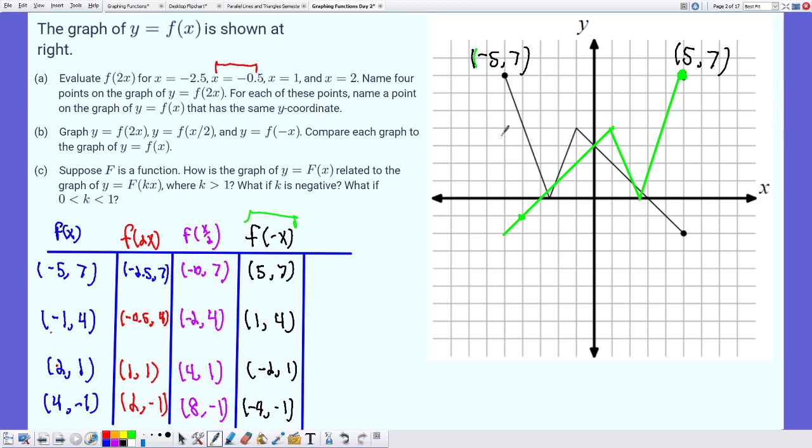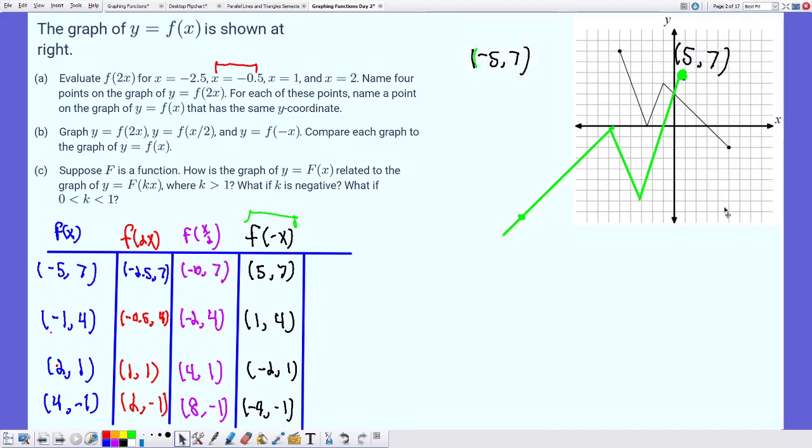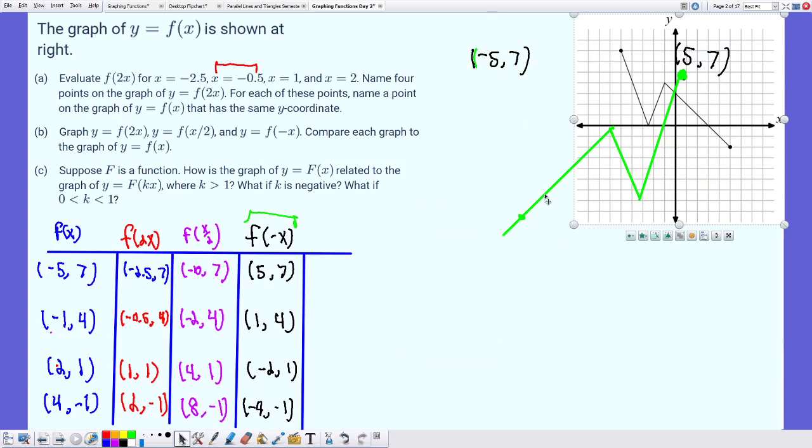So with all that being said, let's look at part C. I'm just going to move this around. Okay. And, alright, part C says, suppose f, capital F, is a function. How is the graph f of x related to the graph of f of kx, where k is positive?